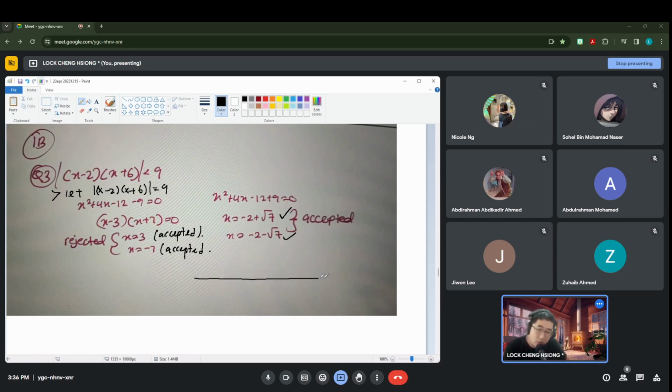Since they are all accepted, you draw a number line. There are 4. So what are the values? Okay, 3, negative 2 plus square root 7. What is this number? Negative 6 point something. 0.6. So the first one is 3. Second is negative 2 plus square root 7. Then this is negative 2 minus square root 7. Then this is negative 7.